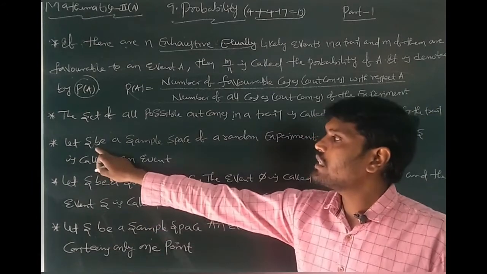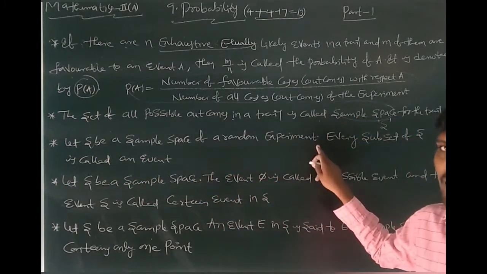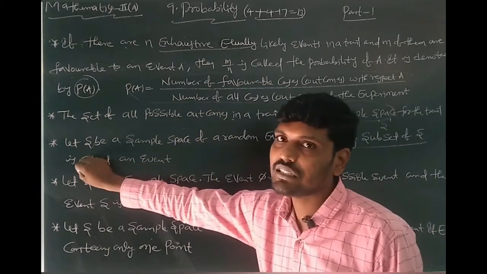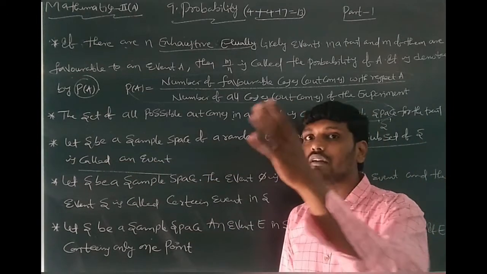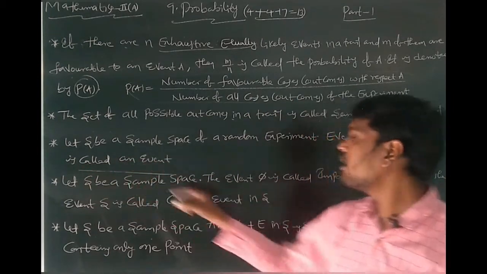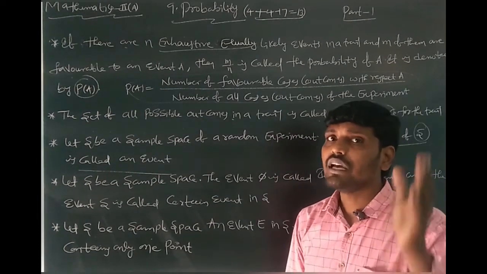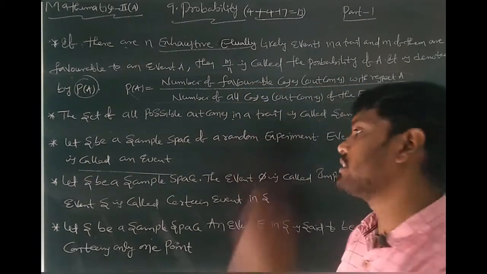Next one: let S be a sample space of a random experiment. Every subset of S is called an event. Every subset of the sample space S is an event.